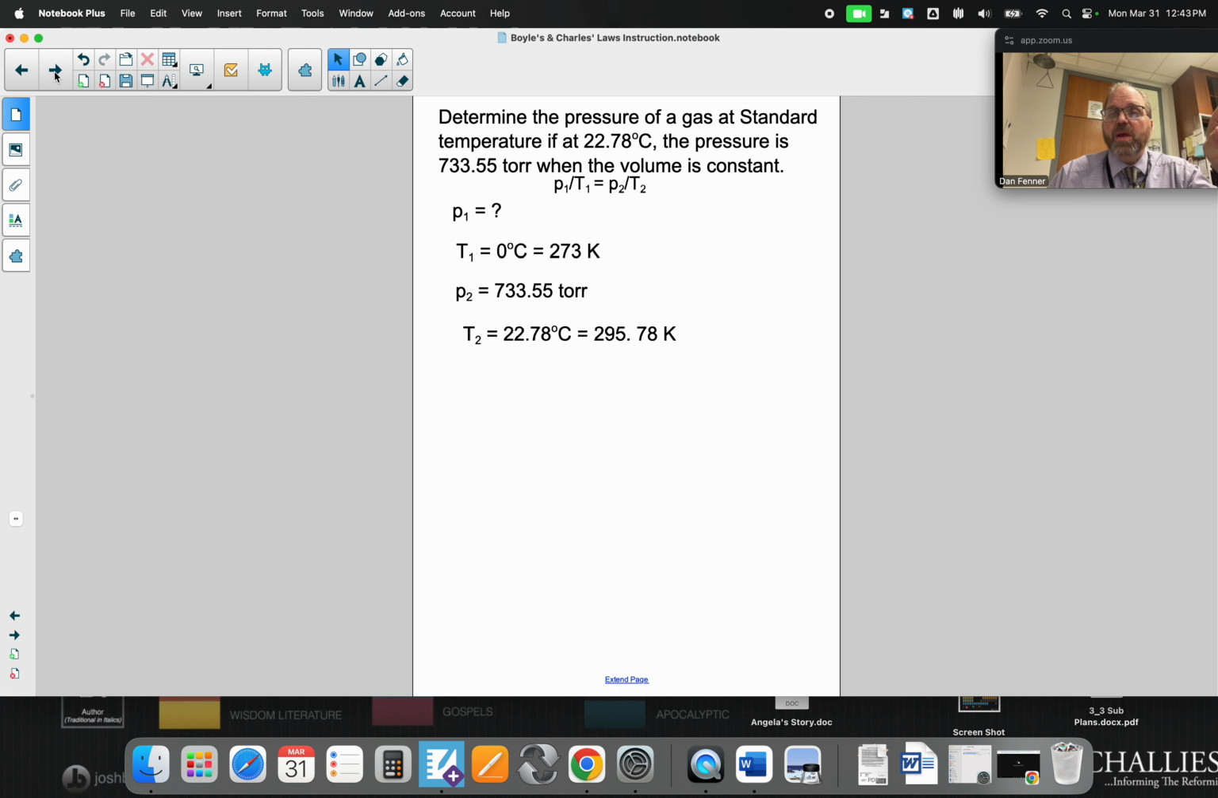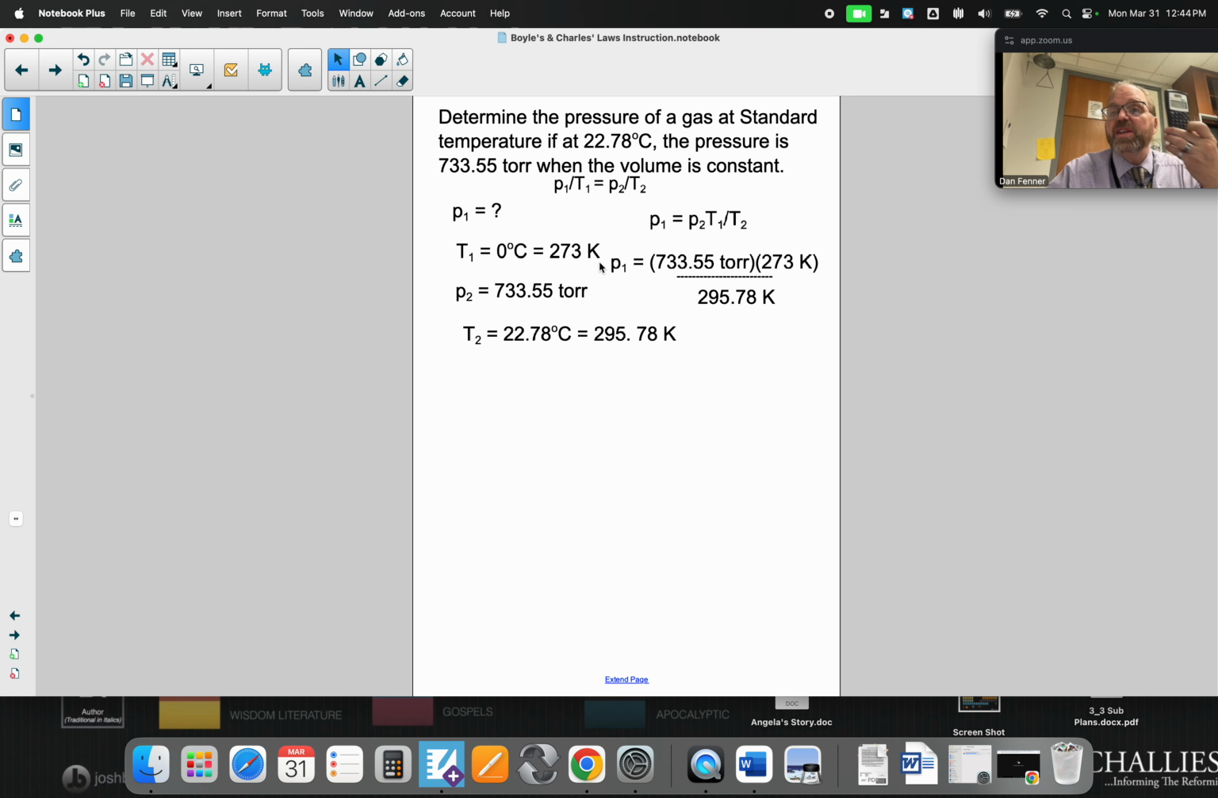Now, looking for P1. T1's on the bottom, it goes the opposite side, on top, so it's going to go from the denominator to the numerator. Was divided, going the opposite side, it's going to be multiplied. So my equation is going to be P1 is P2 T1 over T2. Put our values in. So 733.5 torr times 273 divided by 295.75. So hit equal. Look at our values. Our temperature is decreasing, so our pressure should decrease, and our Kelvins cancel out, so it should be in torr.